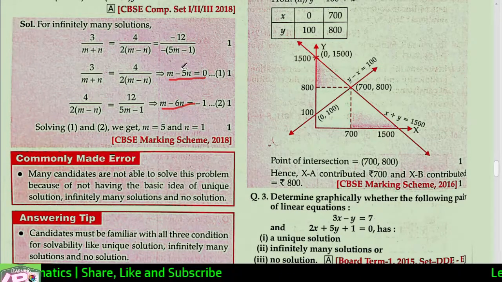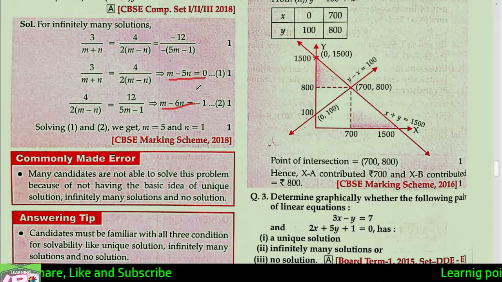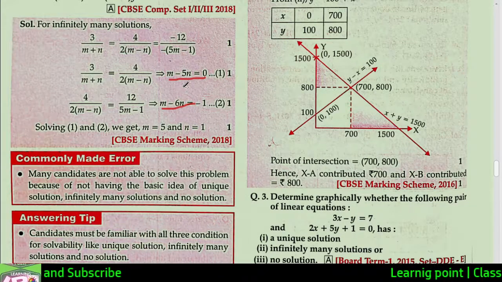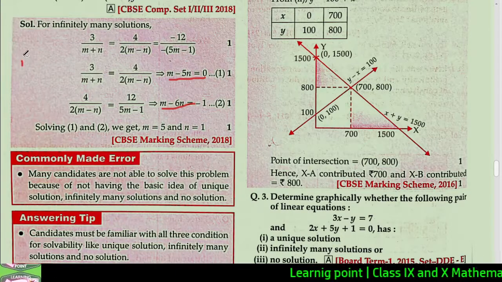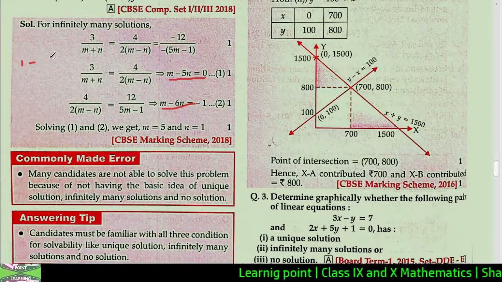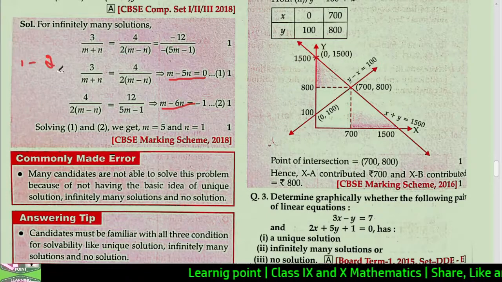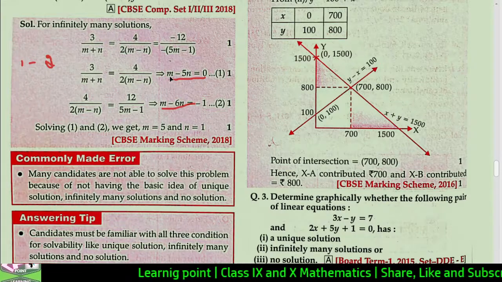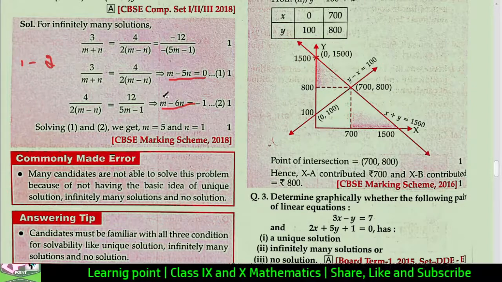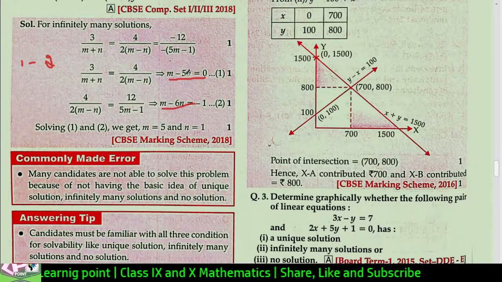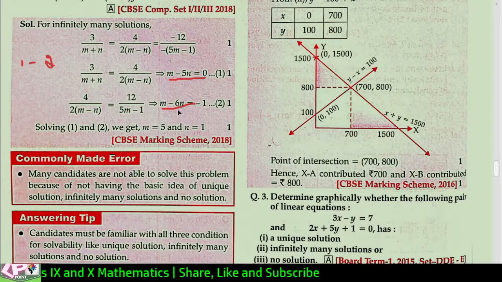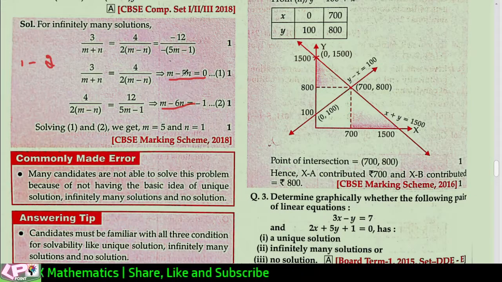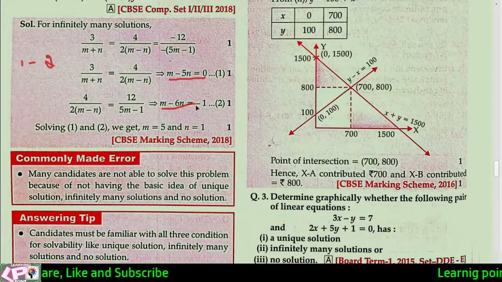You need to solve these two equations. How to solve them? Just do like this: equation number 1 minus equation number 2. Then m and minus m will get cancelled. Minus 5n becomes plus 6n, so plus 6n minus 5n means it will become n.